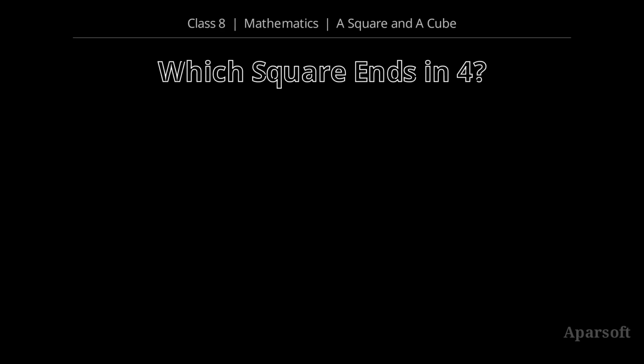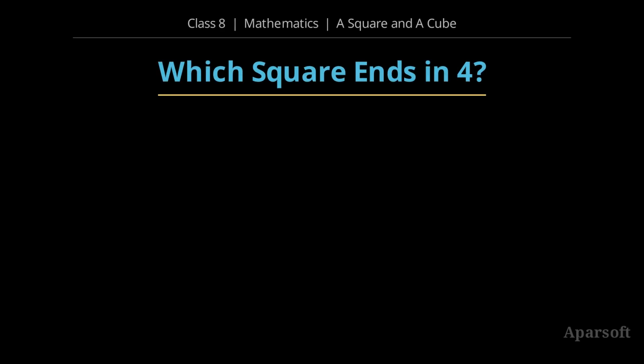Welcome to Class 8 Mathematics, Chapter: A Square and A Cube. Which square ends in 4? 64 squared, 108 squared, 292 squared, 36 squared. 4 big squares, but only some of them end in the digit 4. Can you guess which ones, without actually calculating?